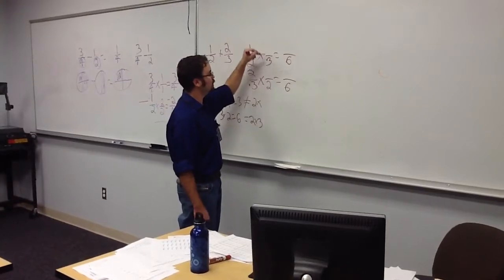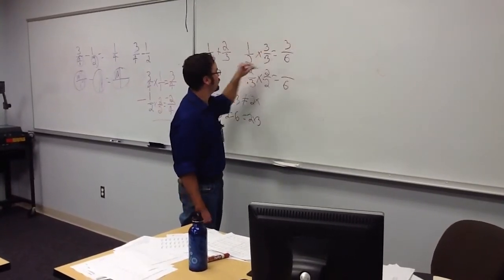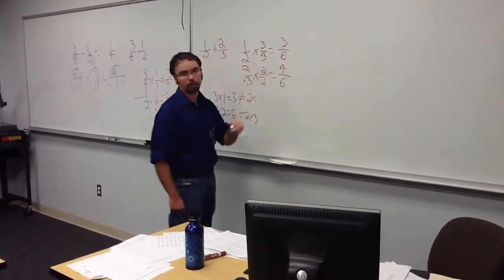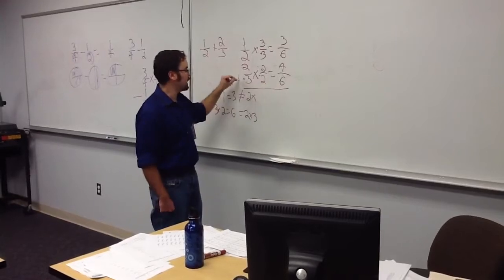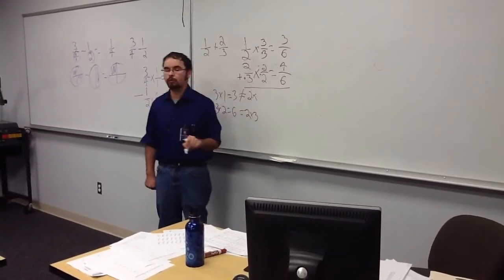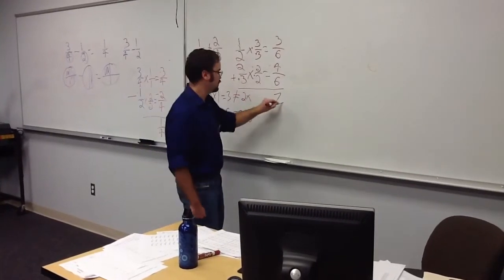So when I do the bottom, top. Bottom, top. That's 3, that's 4. Okay? Now I'm going to add those. 3, 6 plus 4, 6 and 7, 6.